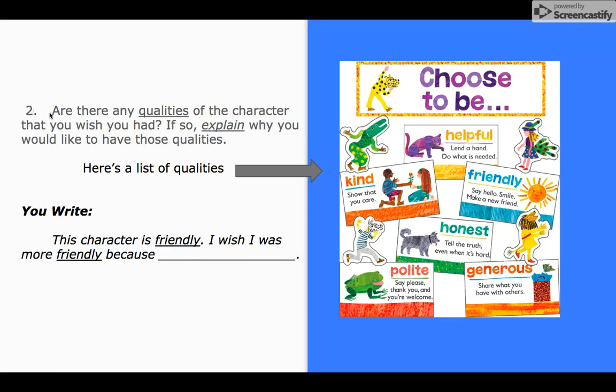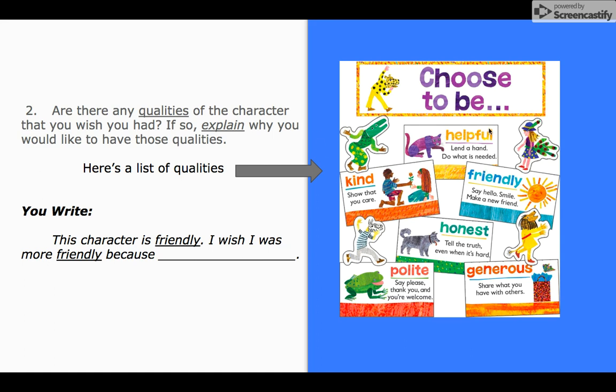The next question asks you, are there any qualities of the character that you wish you had? If so, explain why you'd like to have those qualities. So here's a little helpful graphic about what character qualities could be.